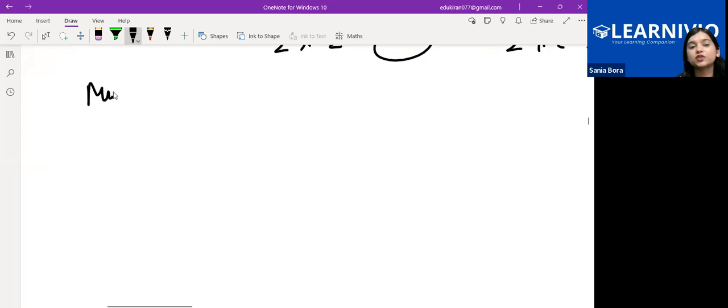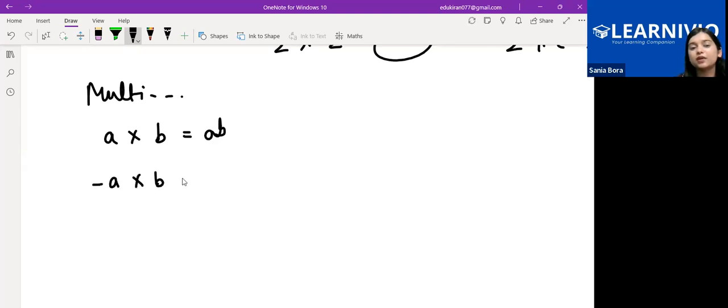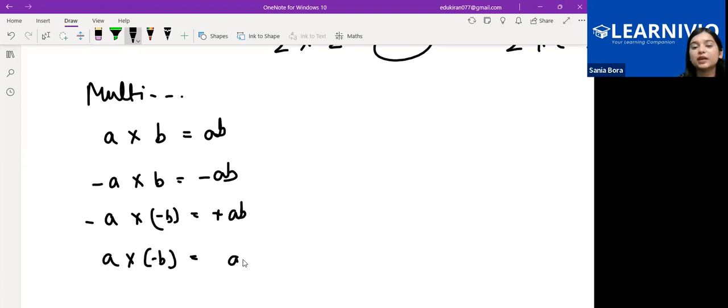So do one thing. Put the heading multiplication of integers. And then do this. A multiplied by b would give you ab. Then negative a multiplied by b would give you negative ab. Then negative a and negative b. If both the numbers are negative, then you will get positive ab. And if a and negative b is there, then you will get ab, but it would be negative. Clear? This is what you have to remember. Quickly note it down and then we will solve the question.